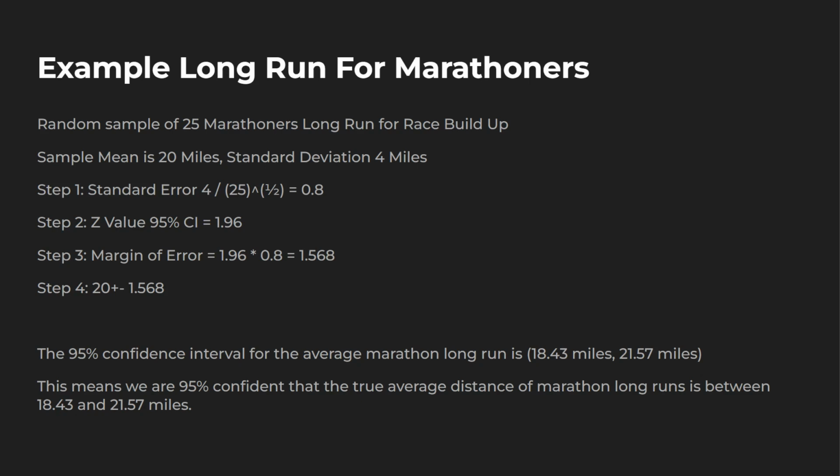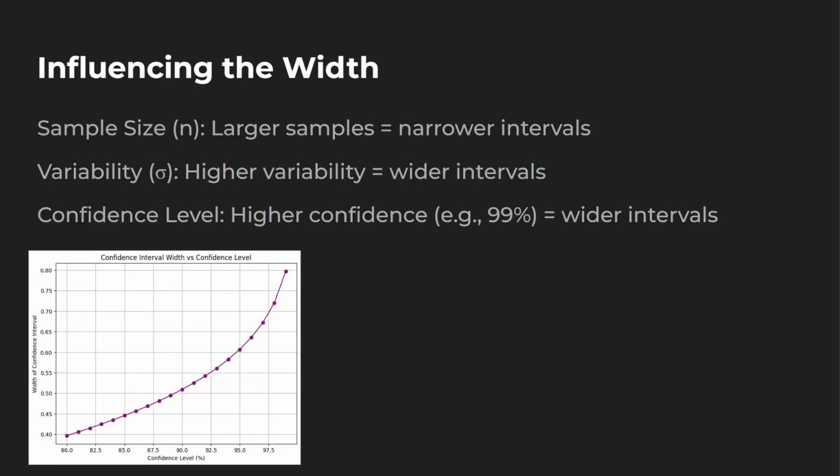Next, you find the z value for a 95% confidence interval, which is 1.96. Then you find your margin of error, which is 1.96 times that standard error of 0.8, which is 1.568. Now, to finalize our confidence interval, we take 20 plus 1.568, and 20 minus 1.568. The 95% confidence interval for the average marathon long run is between 18.43 miles and 21.57 miles. This means that we're 95% confident that the true average distance of a marathon long run is between 18.43 and 21.57 miles.